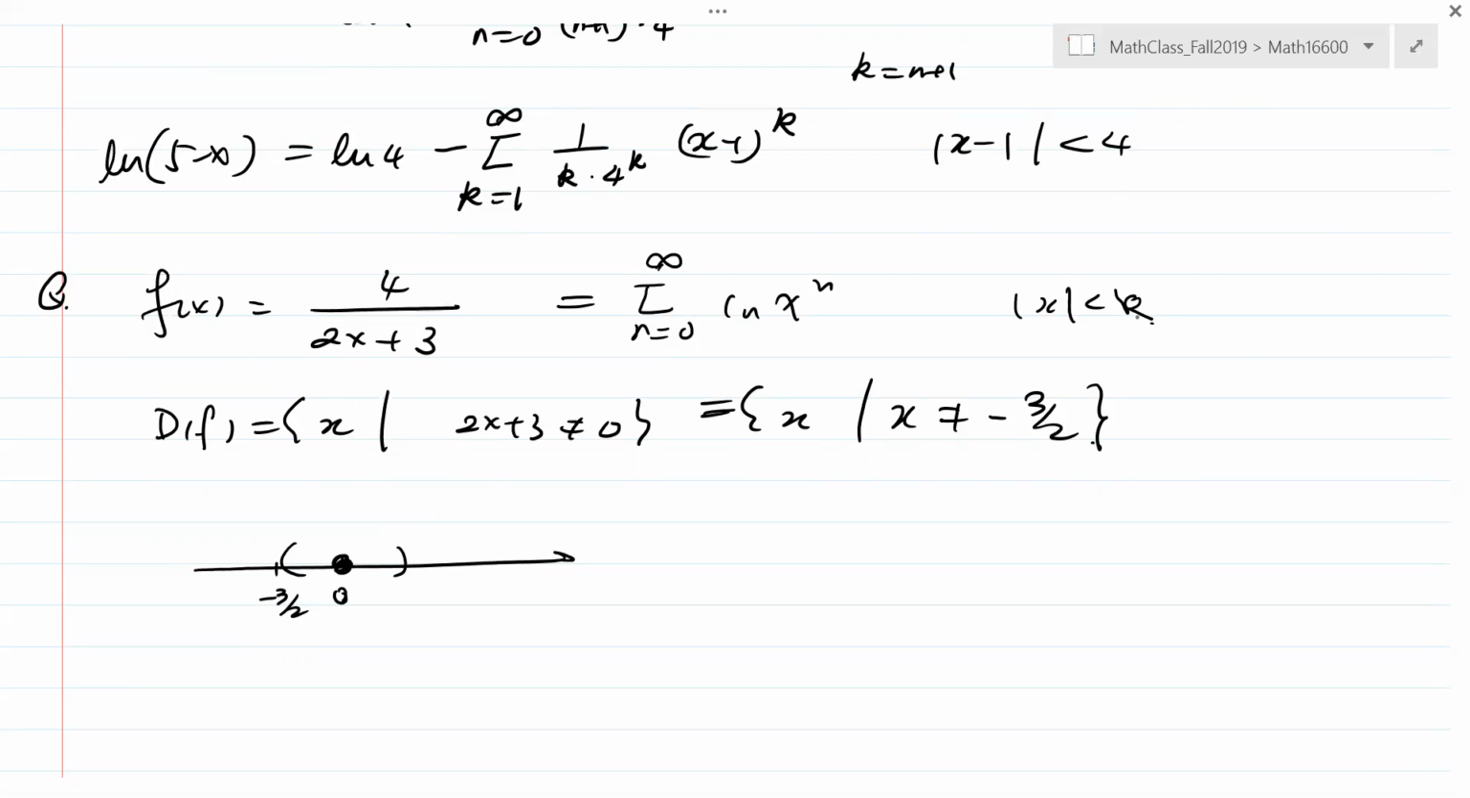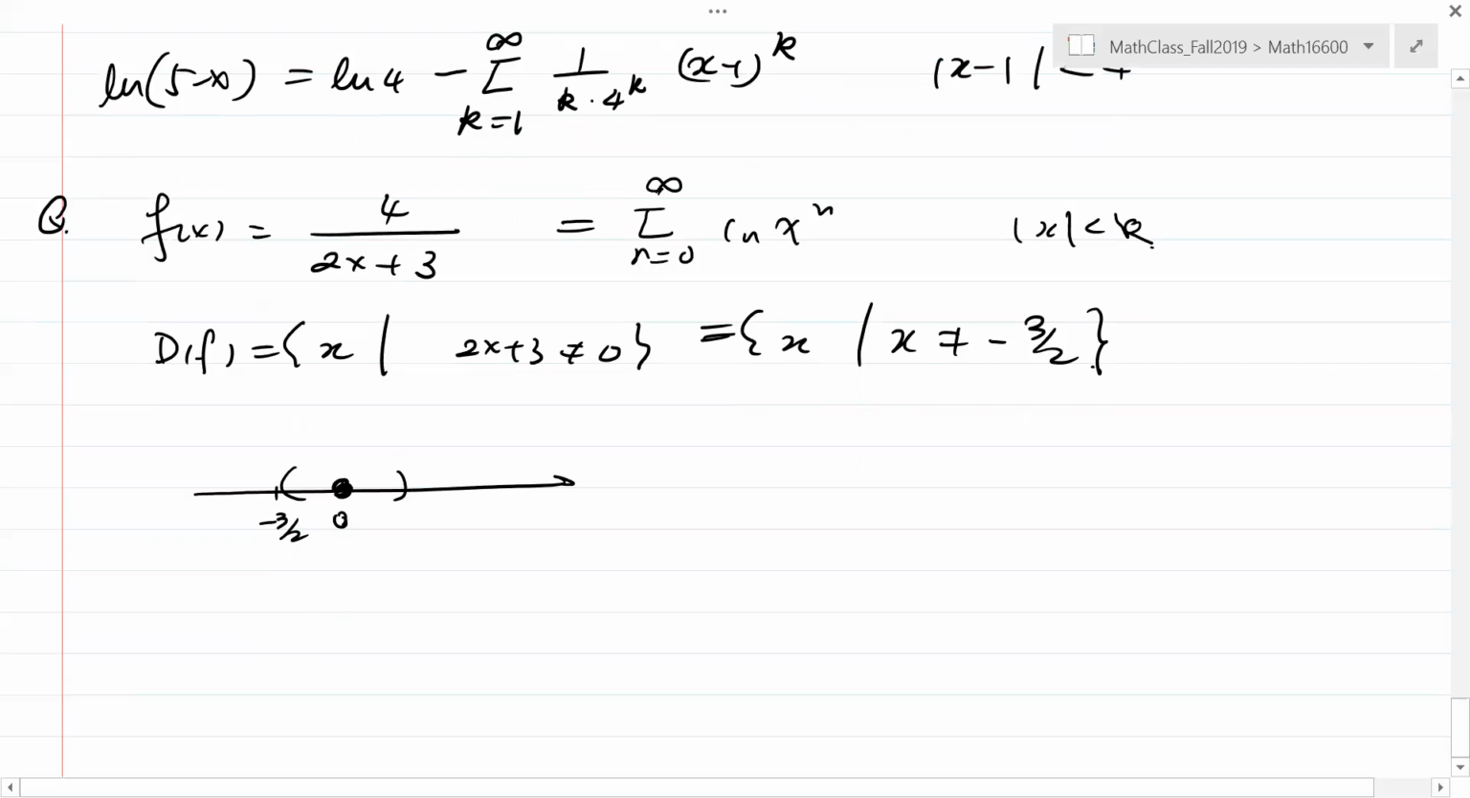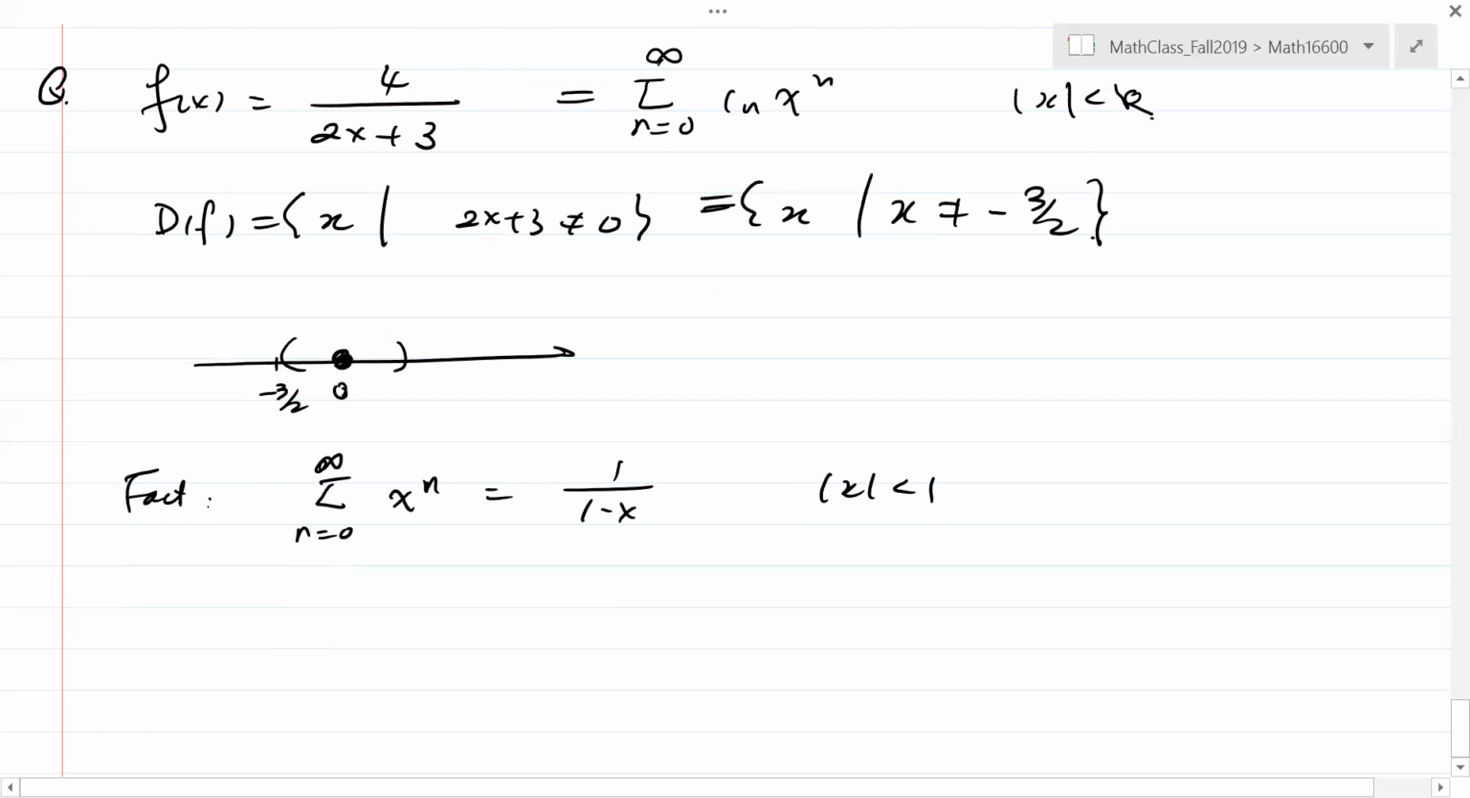All right, how can I do this? I need the fact: the sum of x to the n, which holds for absolute x less than 1. So I'm going to modify the function into the form 1 over 1 minus something, then use this formula. So those are the elementary functions. We're just trying to express it by power functions.